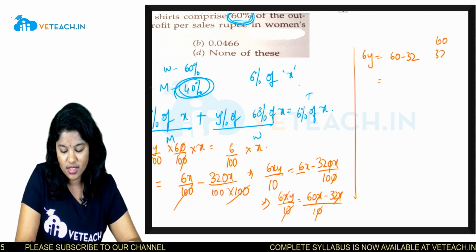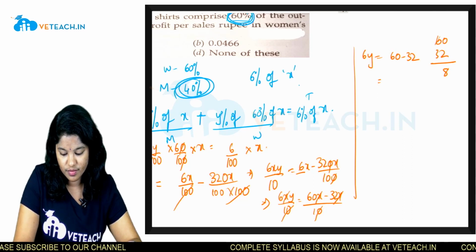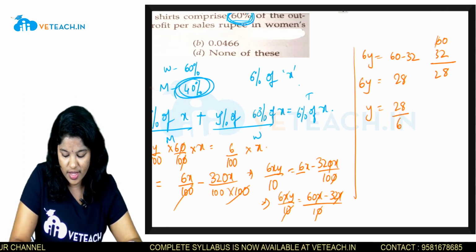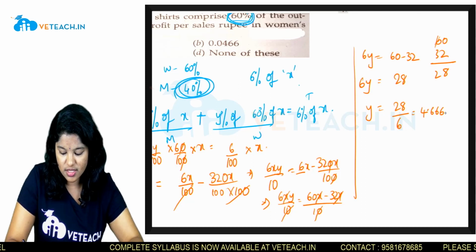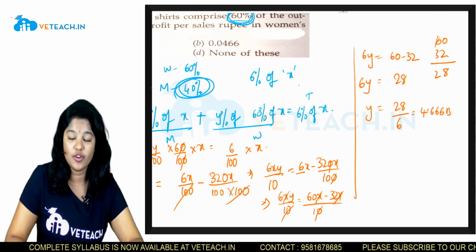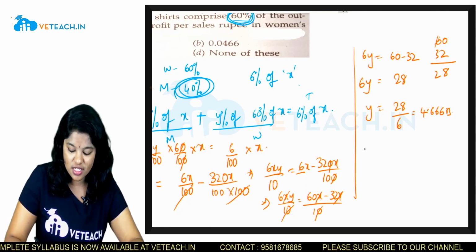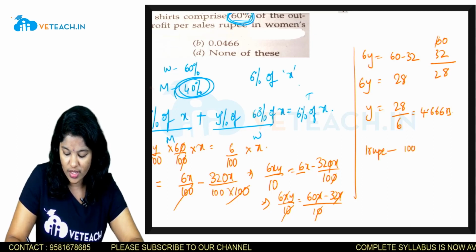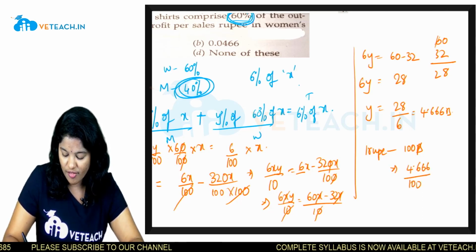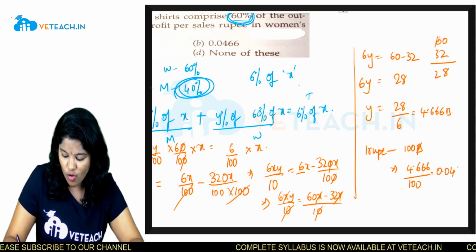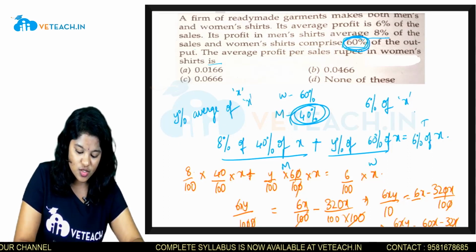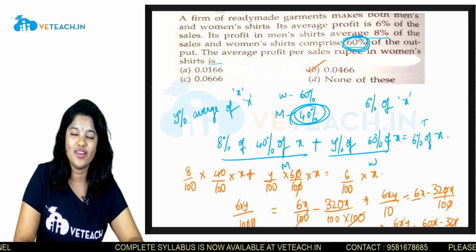That is nothing but 28. 6y is equal to 28. Y is equal to 28 by 6, that is equal to 4.666 rupees. So for one shirt we are getting 4.66 rupees. For 1 rupee we have 100 paisa, so that is 4.666 by 100, which is equal to 0.04666. So the average profit per sales in rupees in women's shirt is 0.04666. So option B is our correct answer.